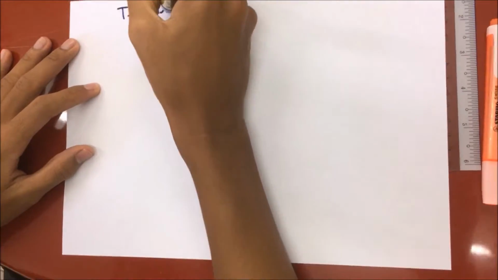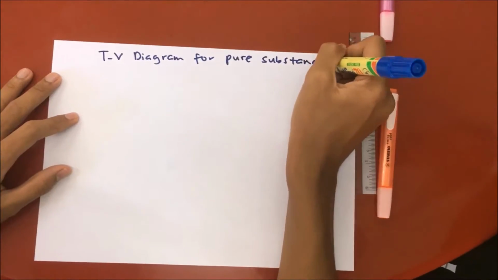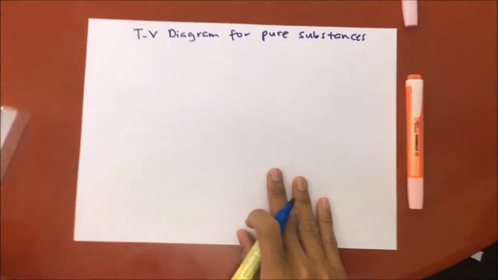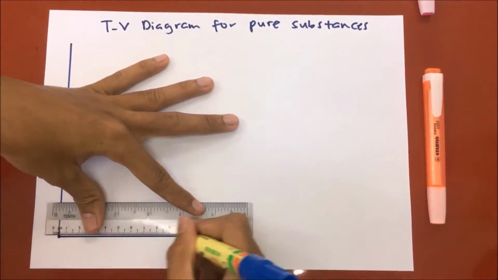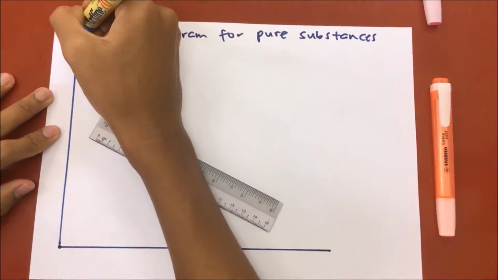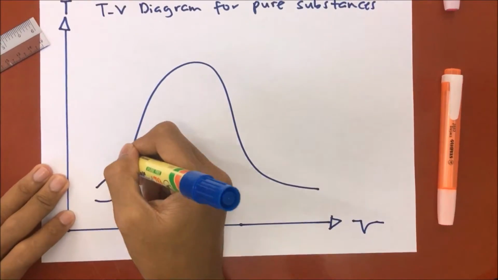TV diagram for pure substances. For the TV diagram for pure substances, there are four main important things that you should know on how to draw the graph. Firstly, the critical point, compressed liquid region, superheated vapor region, and the saturated liquid-vapor region.